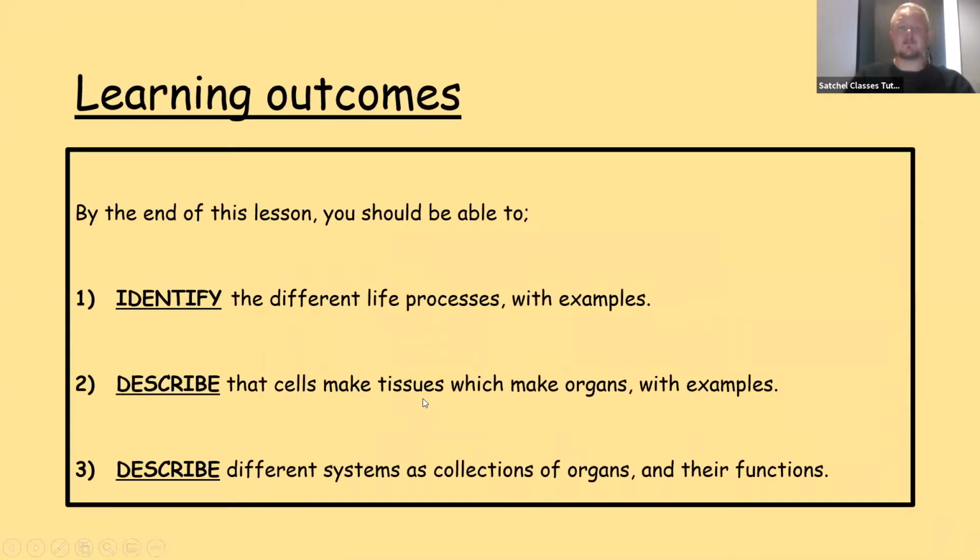By the end of this lesson, you should be able to identify the different life processes with examples. You should be able to describe that cells make tissues, which make organs, with examples. And then finally, you should also be able to describe different systems as collections of organs and their particular functions.